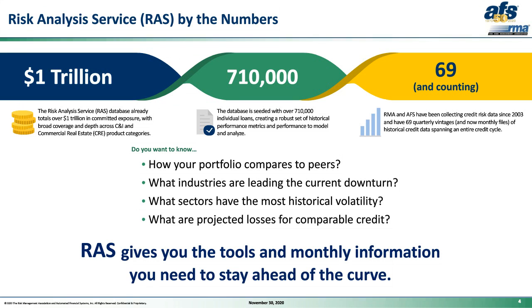A quick note about the source of the data for those who are new to RAS. The Risk Analysis Service, or RAS as we call it, started in the third quarter of 2003, and now we collect data on a monthly basis. RAS has about $1 trillion in exposure and over 700,000 loans, and enables banks to compare their portfolio to a select set of peers and determine what they have and how it is doing versus the peer group.